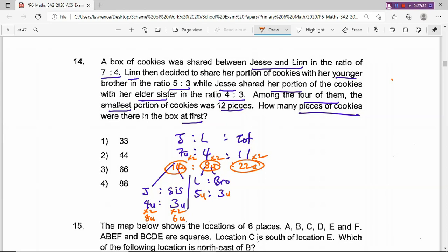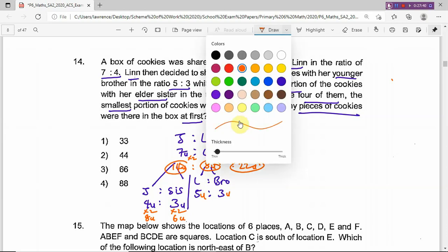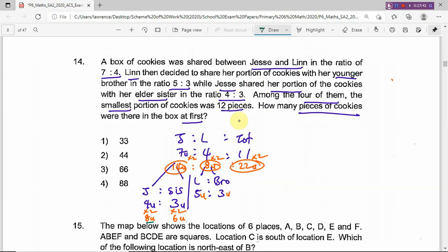All right. So what is the smallest portion? You look at the number. Look at Jessie. Jessie got 8 units. Okay, let me use a different color. So Jessie has 8. Sister has 6. Lin has 5. The brother has 3. So which means that the brother has the smallest portion, which is 3 units. And the 3 units is equal to 12 pieces. So your 1 unit must be 12 divided by 3, which is 4.